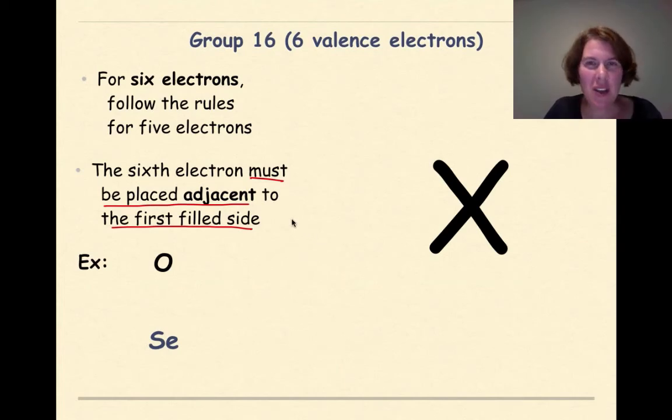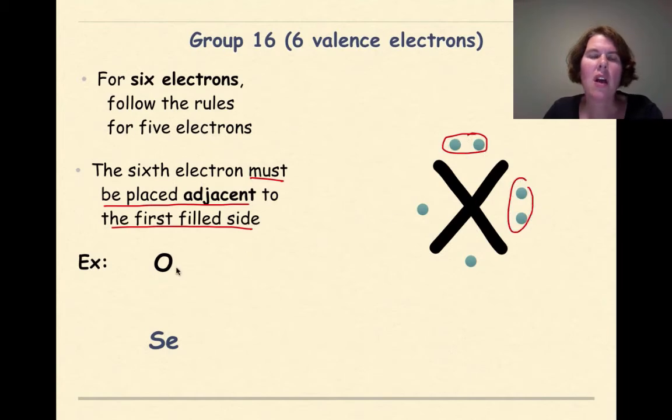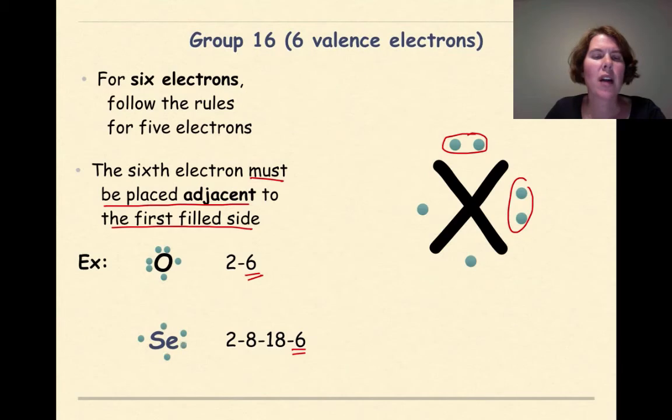Therefore, for anything in group 16, you're going to follow the following format. 1, 2, 3, 4, 5. There's my first filled side. 6. There's my second filled side, and again, you will notice that they are adjacent to each other. Let's look at oxygen. Oxygen is 2, 6 valence electrons, so 1, 2, 3, 4, 5, 6. Selenium, 2, 8, 18, 6 valence electrons, so 1, 2, 3, 4, 5, 6.